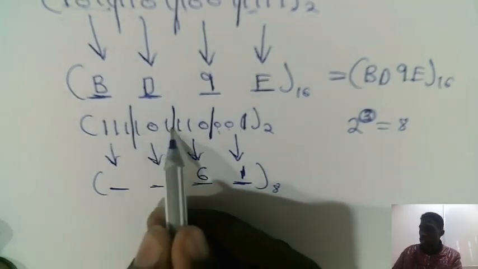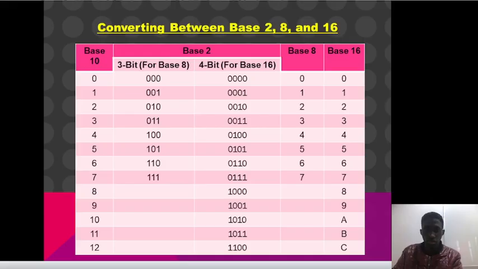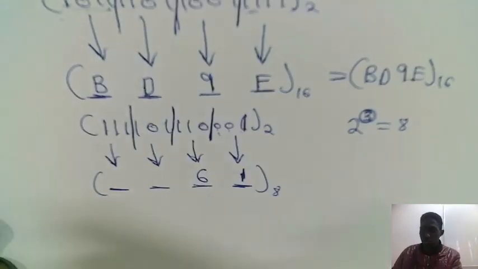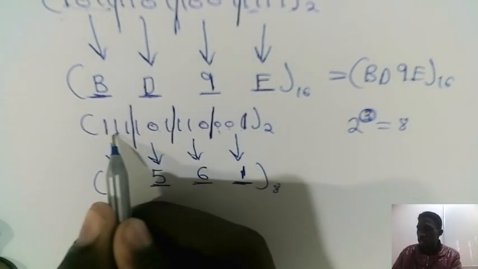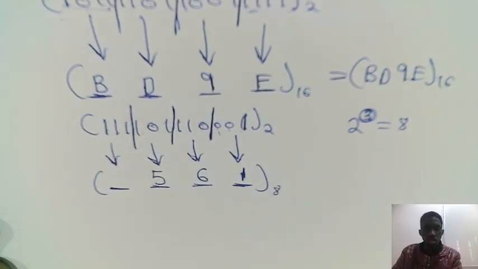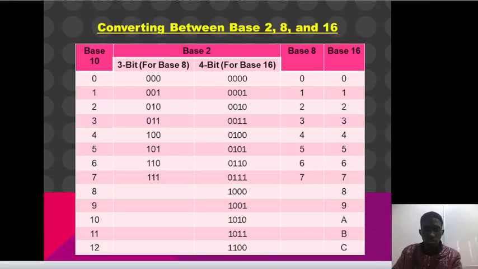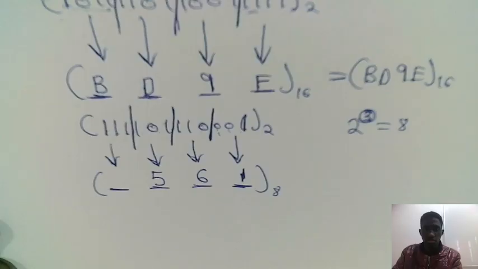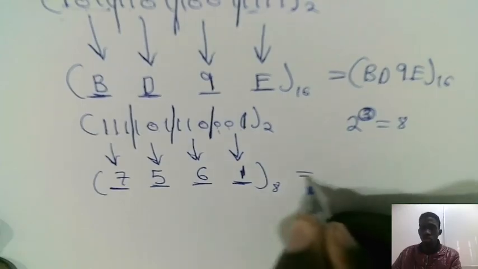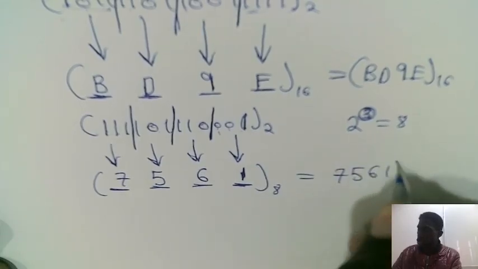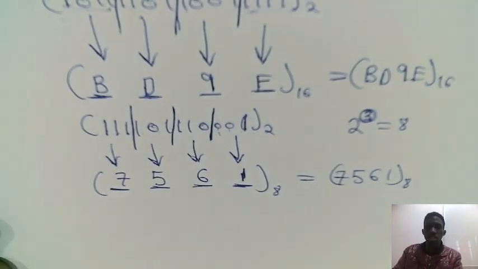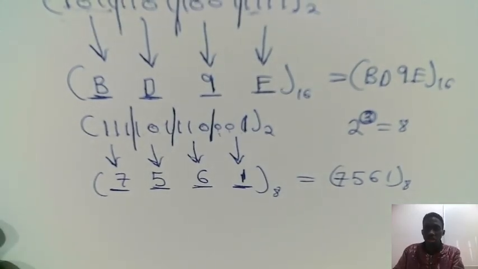Then we have 101. 101 corresponds to 5 in base 8. And finally 111. 111 corresponds to 7 in base 8. So my final answer is 7561, all in base 8. That was very easy, very simple to follow.